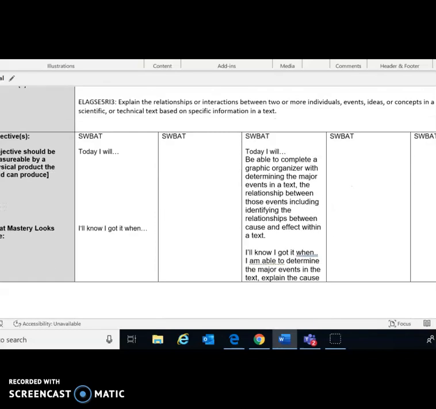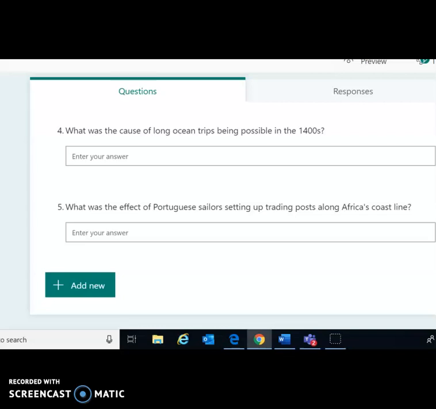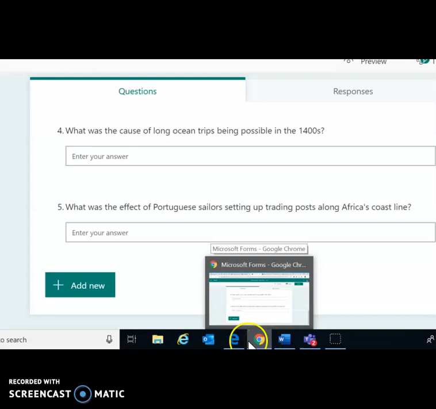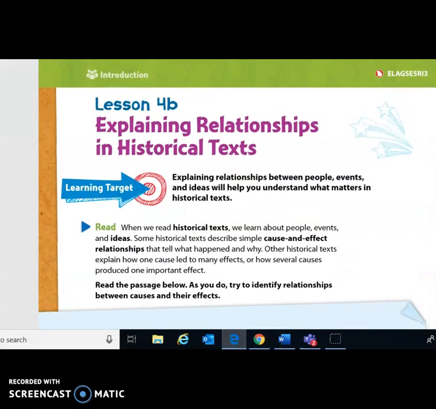All right. So after you have completed your exit ticket questions and your graphic organizer, we're going to go ahead and complete the lesson that is on explaining relationships in historical texts.